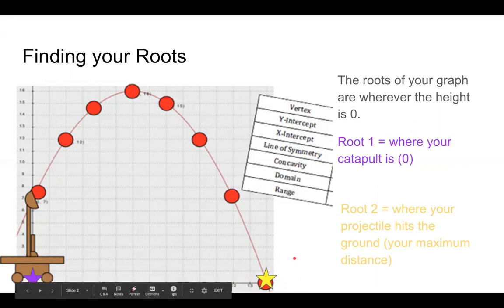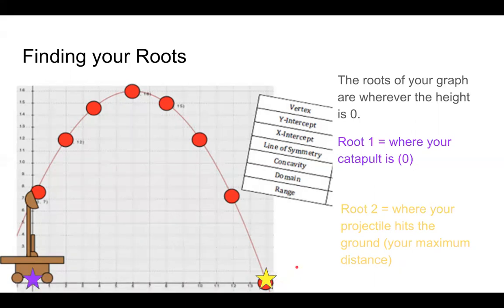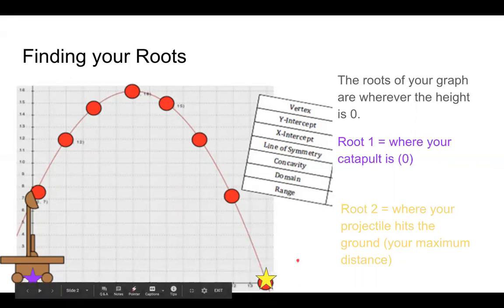So at this point, you should have already measured your maximum distance. That's the farthest that your projectile can launch. Now be careful when you're measuring this. It has to be where it first hits the ground, not where it rolls to. Again, root number 2 is your maximum distance, which is where it first hits the ground.